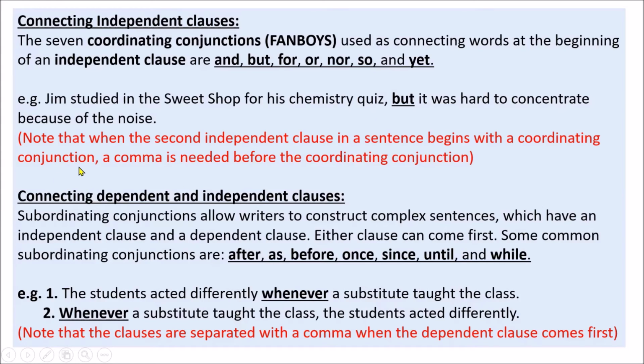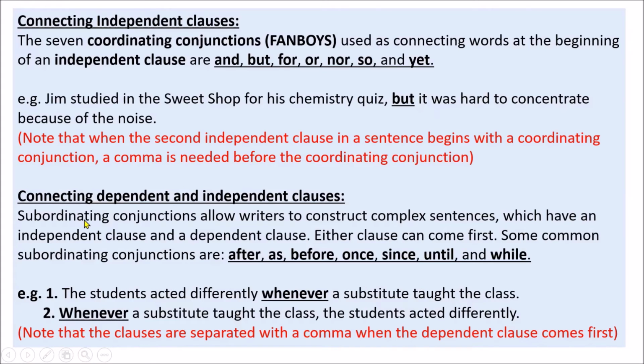Now there is something which you need to keep in your mind. Note that when the second independent clause, I'm talking about this second clause, it was hard to concentrate, begins with a coordinating conjunction, that means but, a comma is needed before the coordinating conjunction. So if a coordinating conjunction is written in the middle, that means before the second independent clause, here we need to put a comma. So you need to keep that in mind.